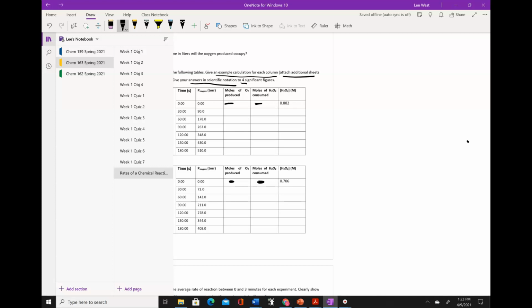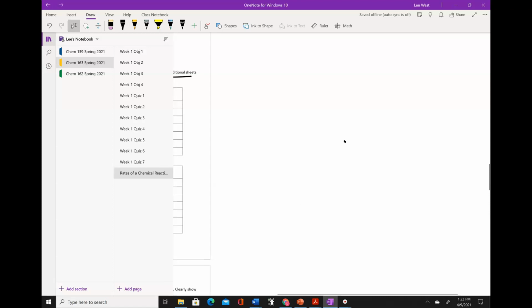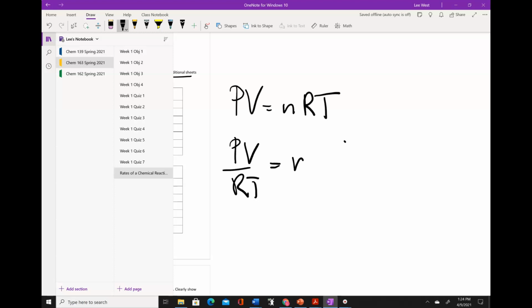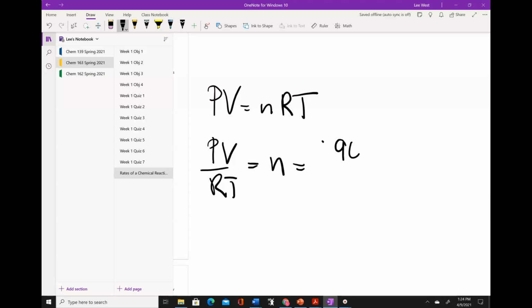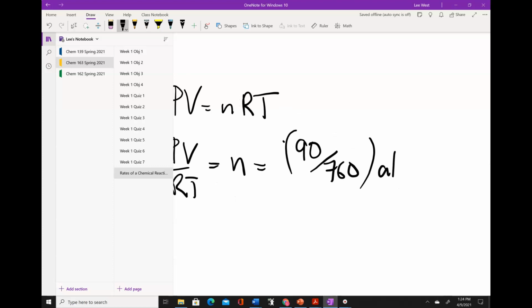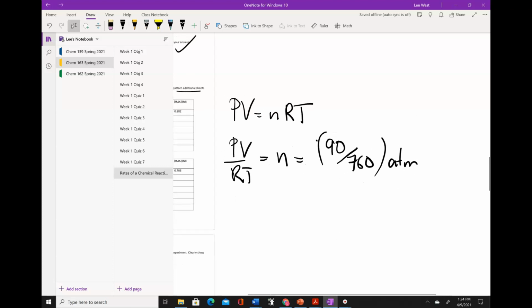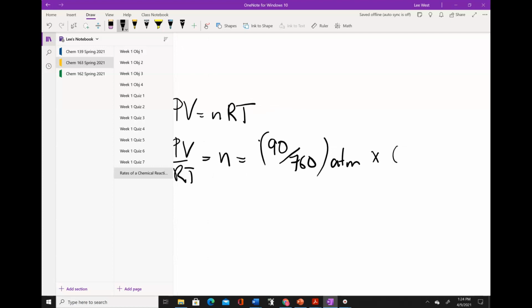So the first one is to calculate the moles of O2 produced. So what we know is that PV equals nRT. So that means that PV on RT equals n. So our pressure in this case has to be given in atmospheres, and so at t equals 30 seconds, it was 90 torr. So we've got 90 on 760, and that's going to be my pressure in atm. My volume is just that volume above the liquid. We already calculated that in the previous question, 0.0990 liters.